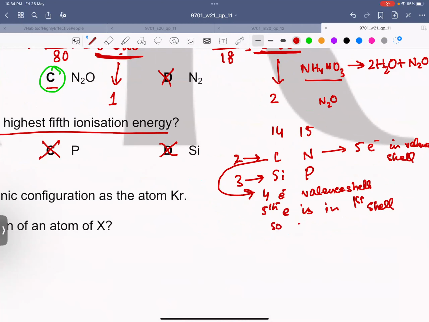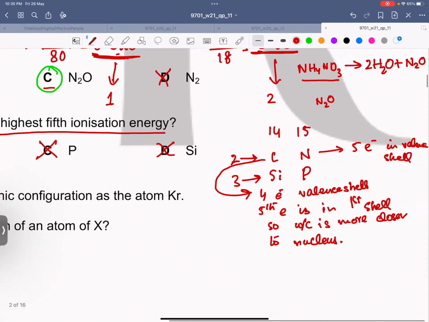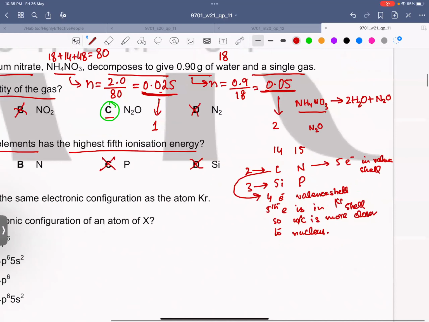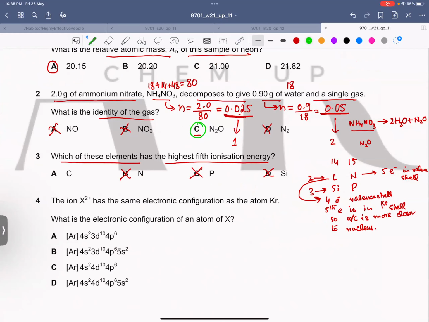Which is more close to the nucleus. And in the case of nitrogen, the 5th electron is in the second shell only. So which is actually at a greater distance from the nucleus as compared to the 5th electron that is being removed from carbon. So that's why nitrogen's 5th ionization energy would be lower than the 5th ionization energy for carbon. So that's why A will be our correct answer. Is this clear to everyone?